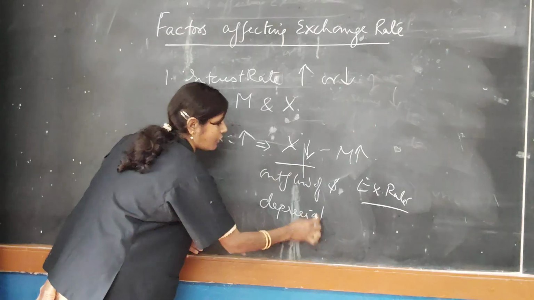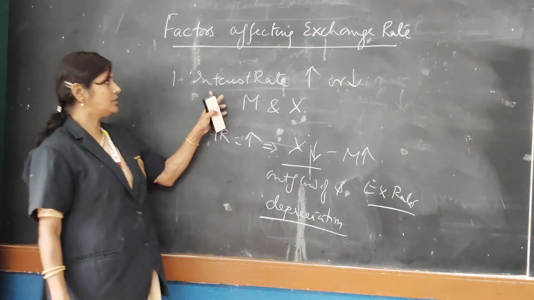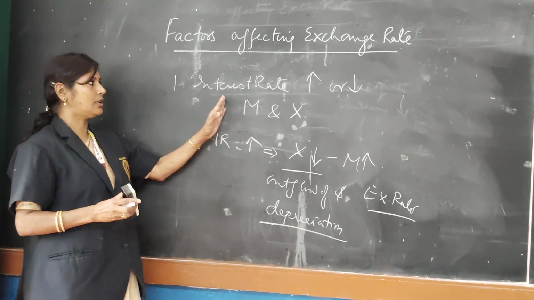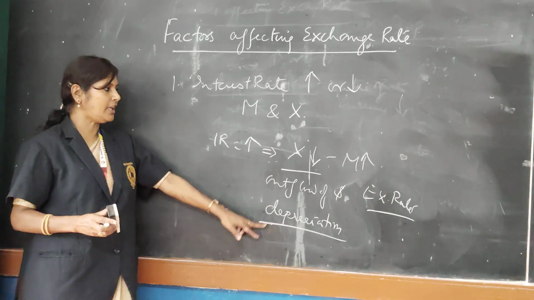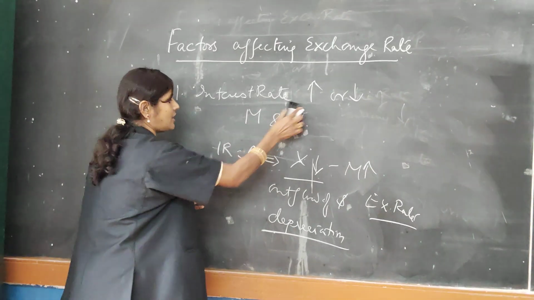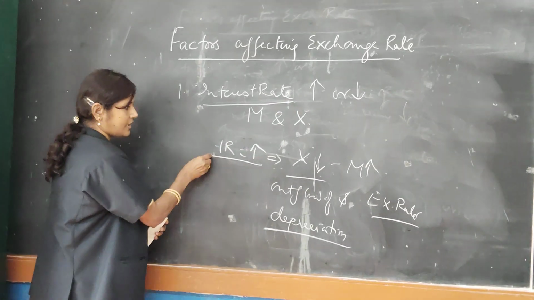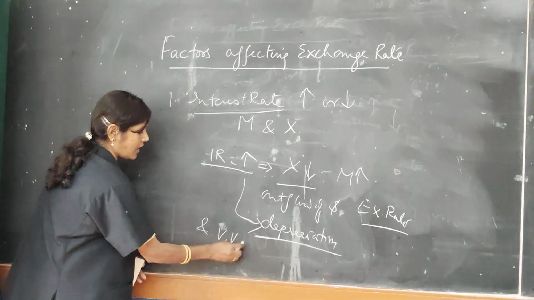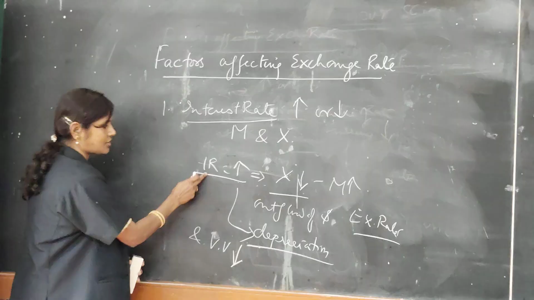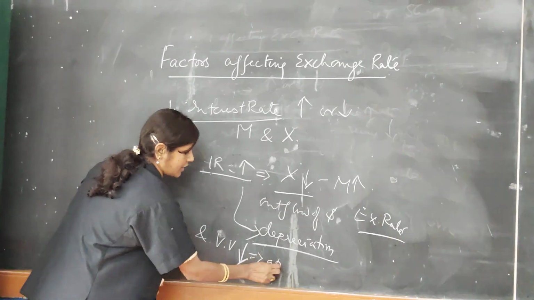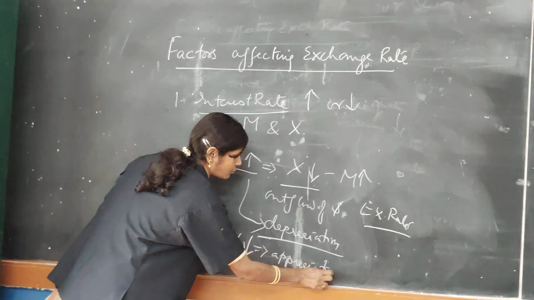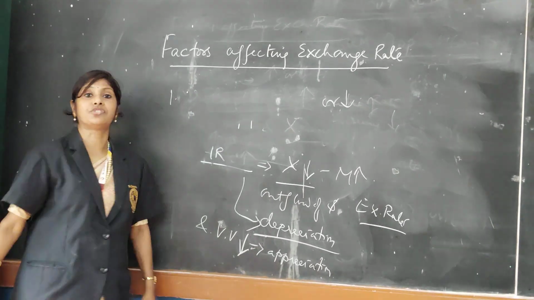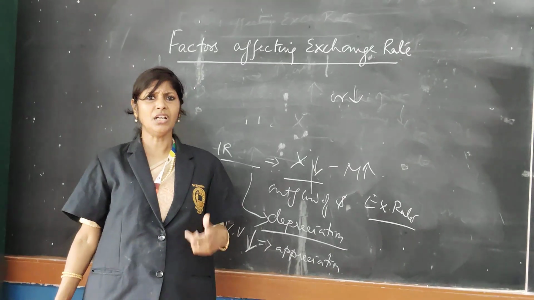So this is the outcome of the factor interest rate. I hope you have understood the influence of interest rate on the exchange rate. When the interest rate increases, it will lead to depreciation, and vice versa. So when we say vice versa, it means that when the interest rate decreases, it will lead to appreciation. That is the logic behind it. I hope you have understood this, right? Let's move on to another factor other than the interest rate. Can you name the other factor?